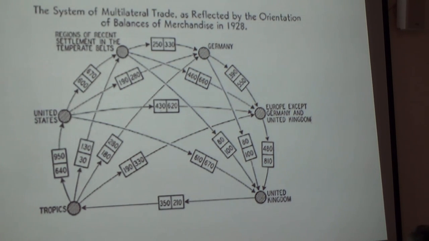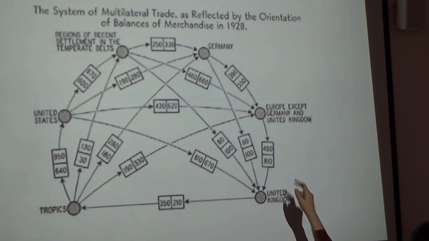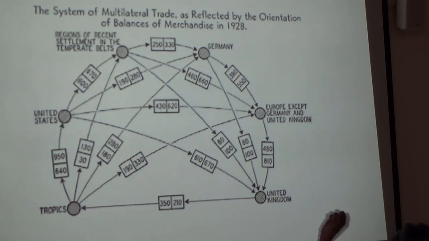Now, the only other country in the world which had export surpluses was the US. You see all the arrows pointing away to the other regions and countries. The only region with which US has a deficit is the tropics. Otherwise, it's earning surpluses from everywhere else. Now, the only export surplus regions are the tropics on the one hand and the US on the other. Everyone else is running deficits.